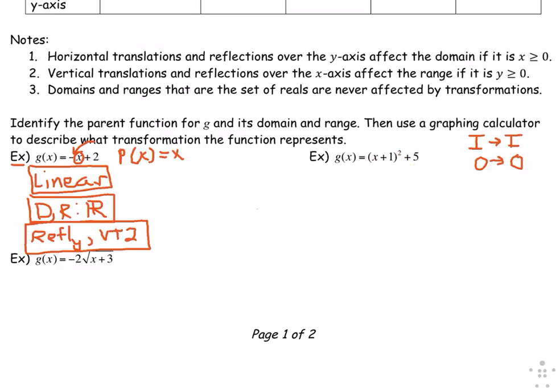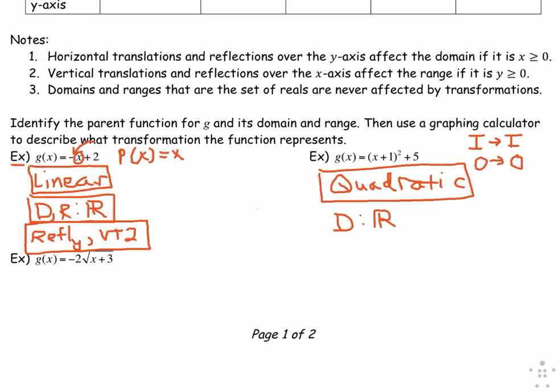Proceeding with the problem, we see that there is a square of a variable, so the parent graph is going to be quadratic, which is simply just x squared. And then the domain, it's always the set of reals no matter what for a quadratic. And then the range starts out at y greater than or equal to 0, and now we're doing a vertical translation up by 5, so that's now y greater than or equal to 5.